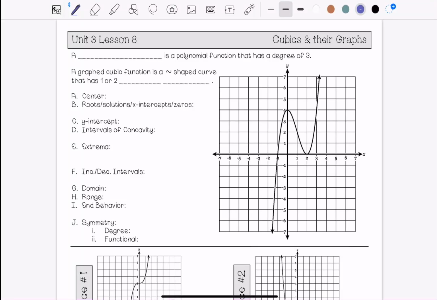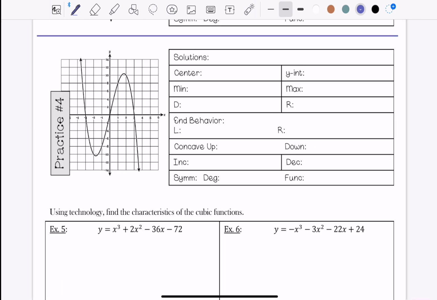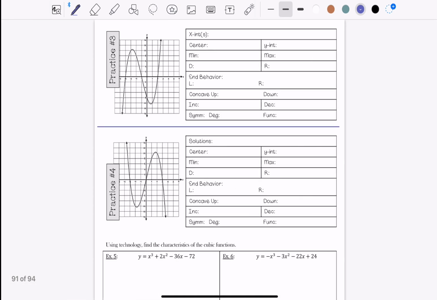This is going to cover all of our notes for cubics and their graphs. This is lesson 8 of unit 3. We are not going to cover all of the things on this page. We only had enough time during class to get through to about here. Obviously, I will fill these bottom ones in. You can just check them. But we only filled through 3, and then we're probably going to do the other ones as our warm-up.